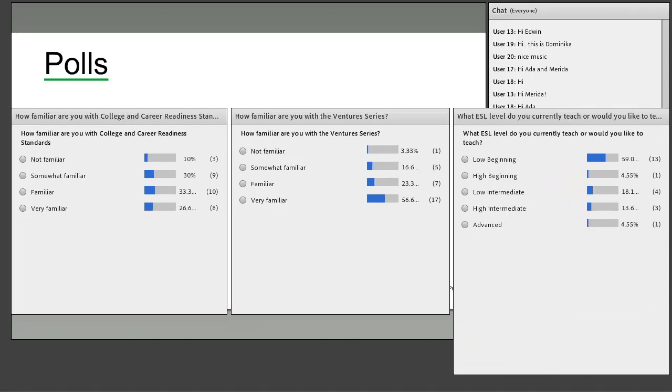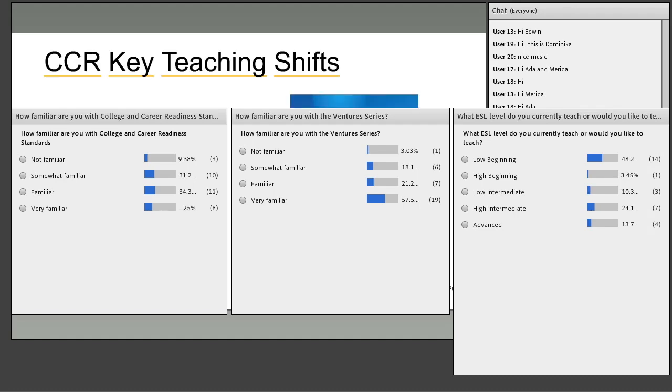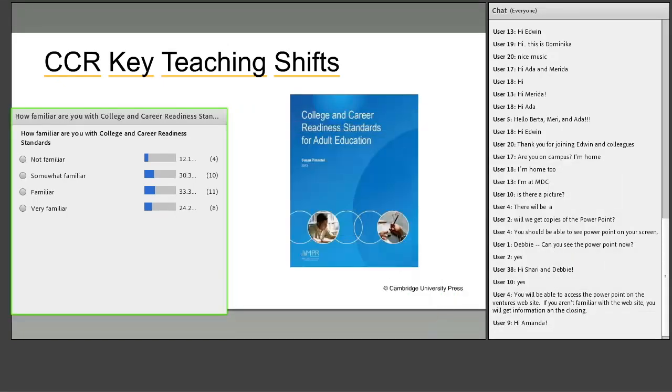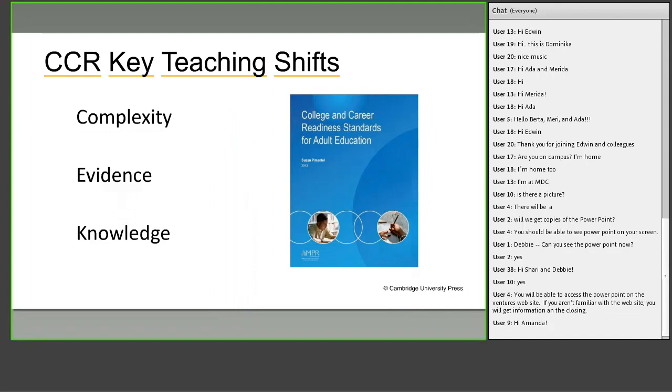And the good news is that we have some Ventures users online with us. Thank you very much. And also we have some familiarity with the College and Career Readiness Standards, and you're teaching different levels of instruction. And the good news is we have activities for different levels. So with that, we'll move to a little bit about the College and Career Teaching Shifts.